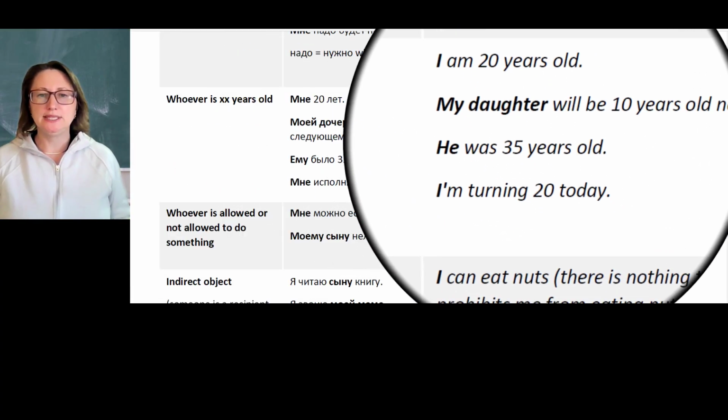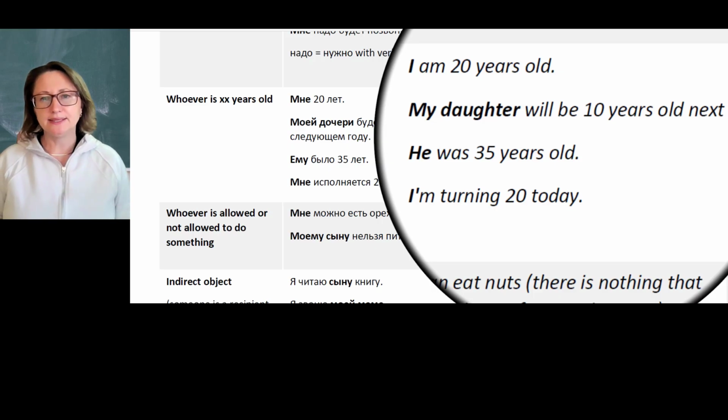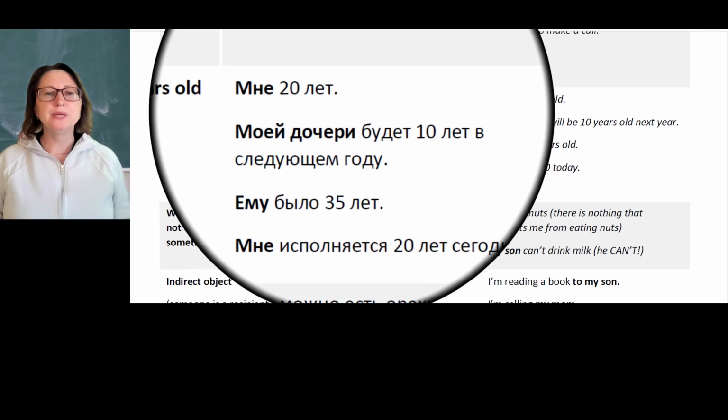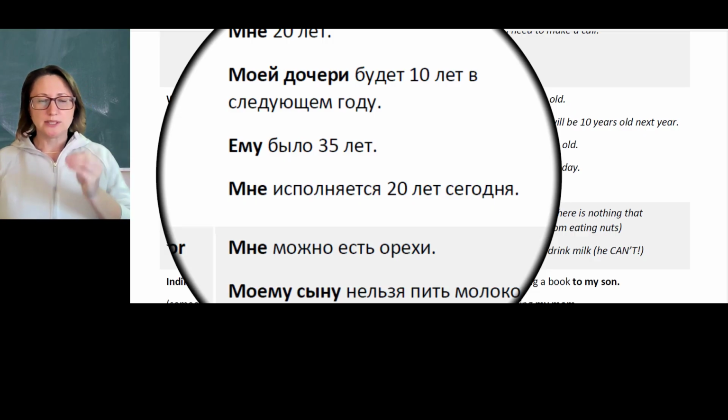So once again, in English sentences, I am 20 years old, my daughter will be 10 years old next year, he was 35, or I'm turning 20 today, whatever is in bold is gonna be in dative. So here are the sentences. Мне 20 лет. Моей дочери будет 10 лет в следующем году. Ему было 35 лет. So here, ему было 35 лет.